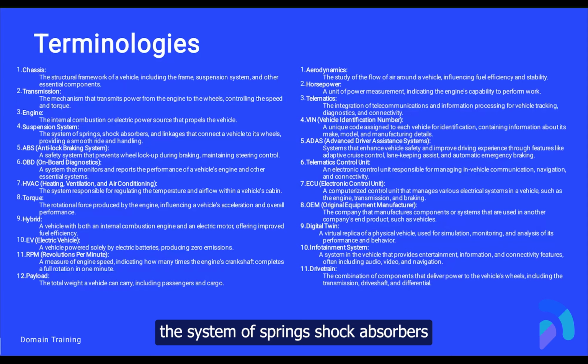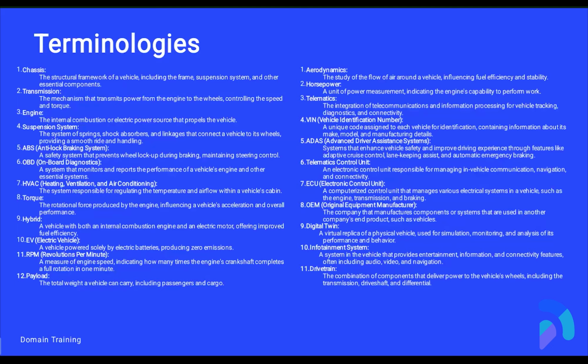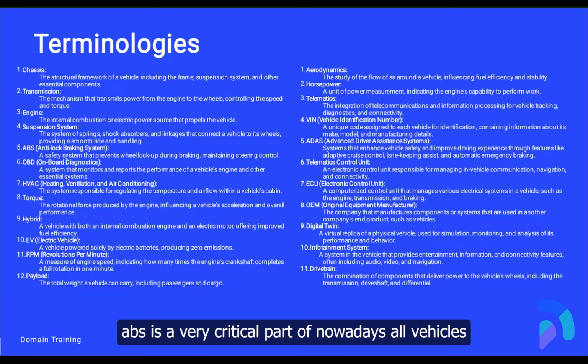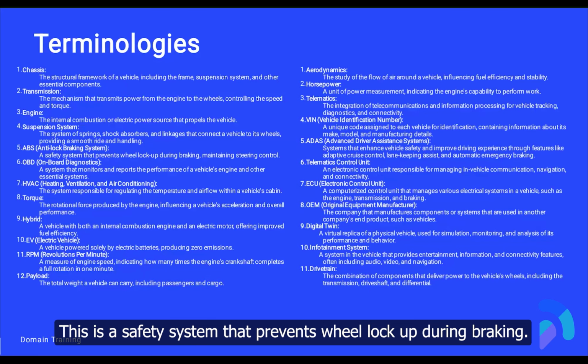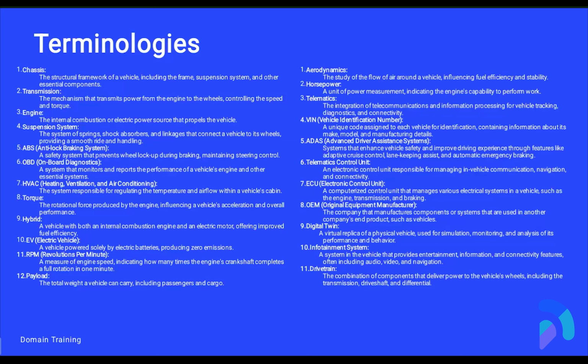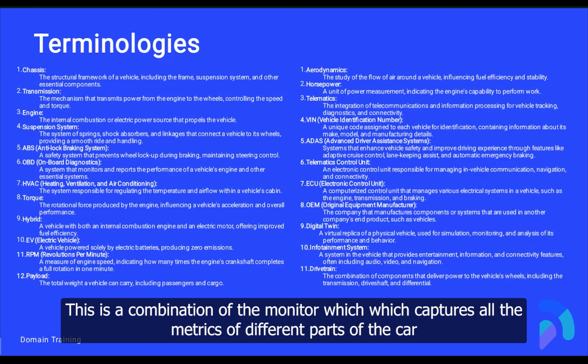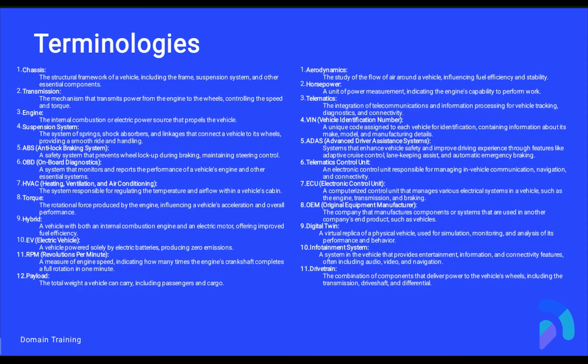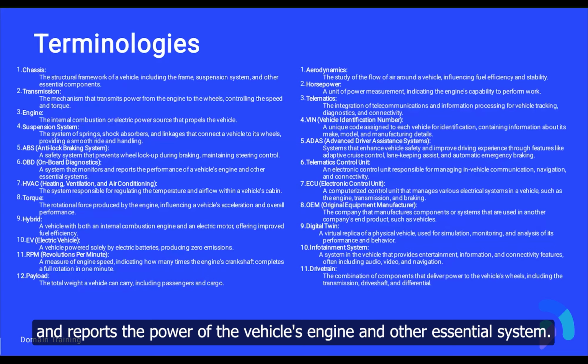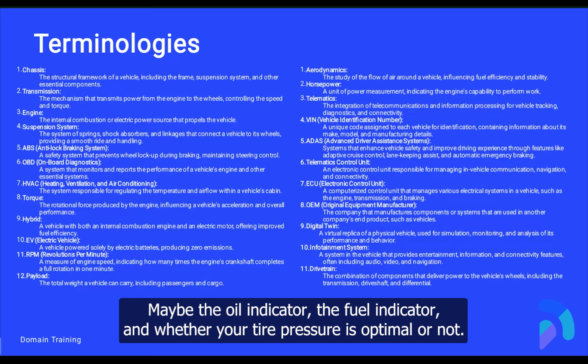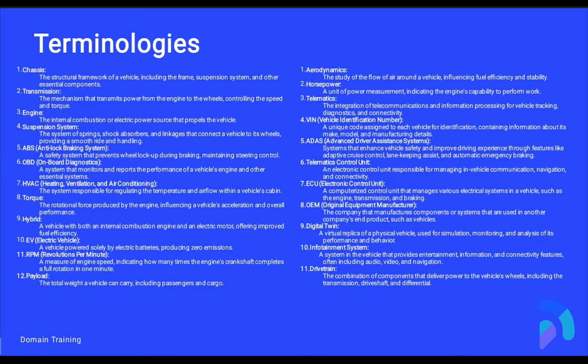The system of springs, shock absorbers, and linkages that connect a vehicle to its wheels, providing a smooth ride and handling. ABS is a very critical part of all vehicles nowadays, the anti-lock braking system. This is a safety system that prevents wheel lockup during braking, maintaining steering control. OBD is onboard diagnostics. This is a monitor which captures metrics of different parts of the car and reports on the vehicle's engine and other essential systems. Maybe the oil indicator, the fuel indicator, and whether your tire pressure is optimal or not. All these metrics are captured by the onboard diagnostics.